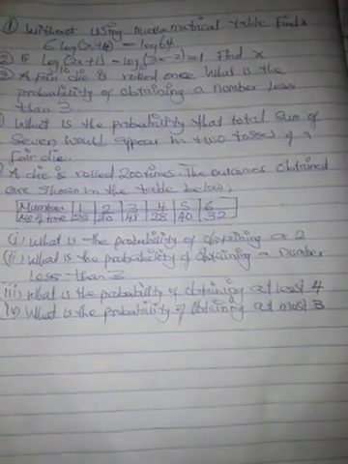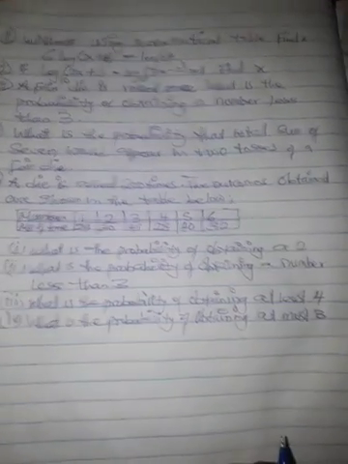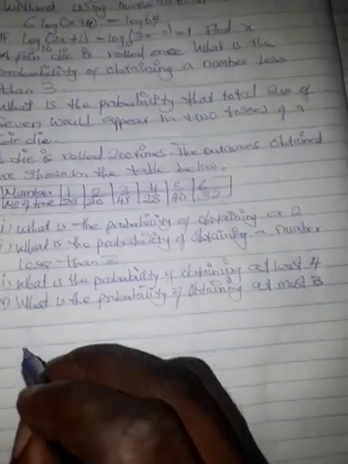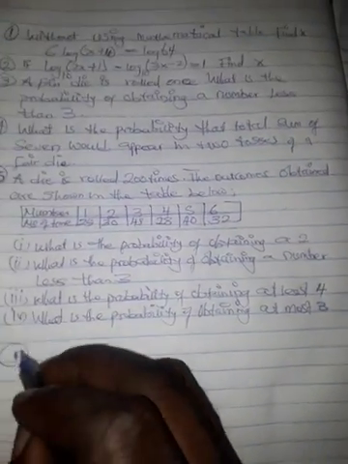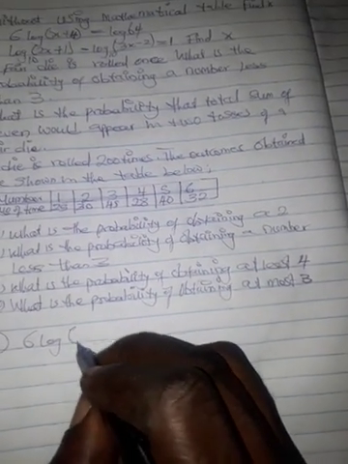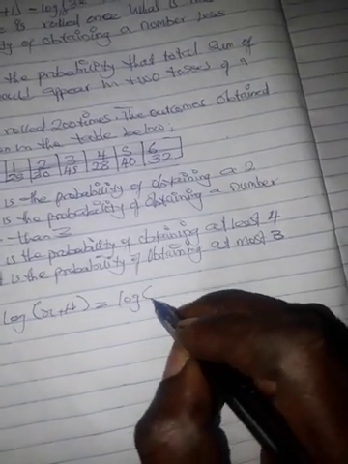Very quickly solve this question. Number one, without using mathematical table, find s. That is your four-figure table, that's statistical table. Find number one: 6 log (s plus 4) equals log 64.